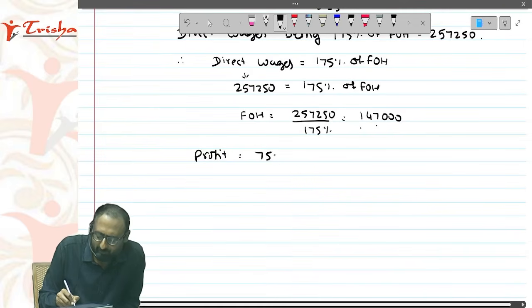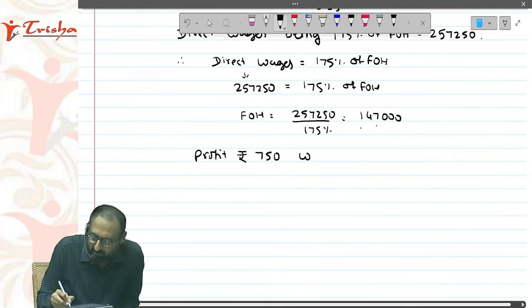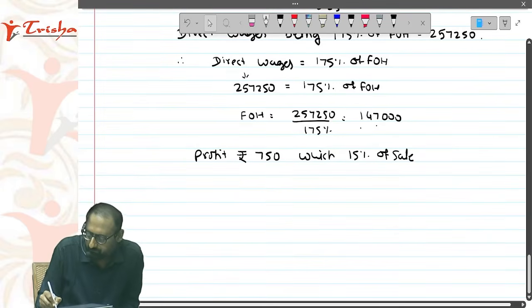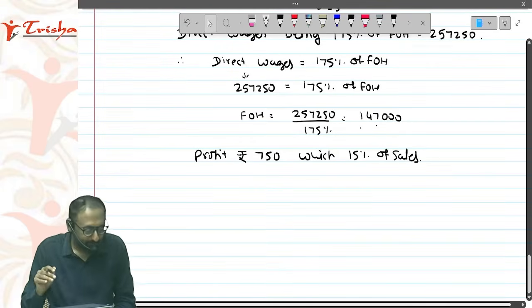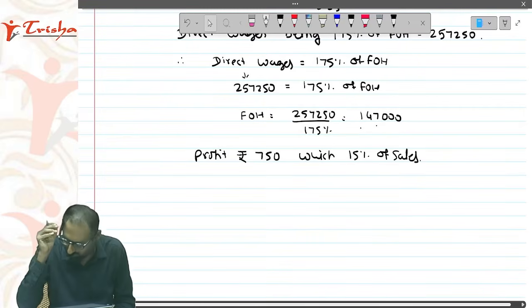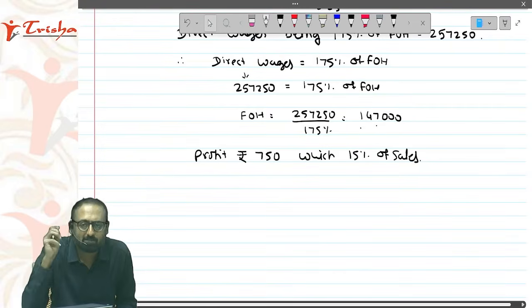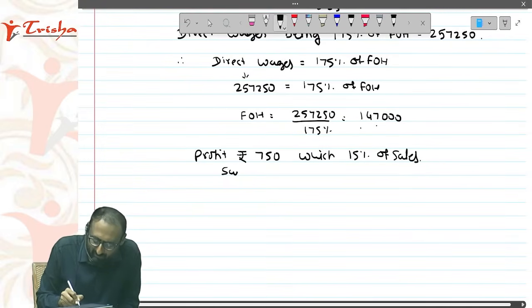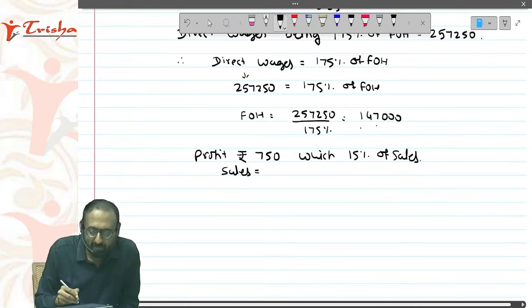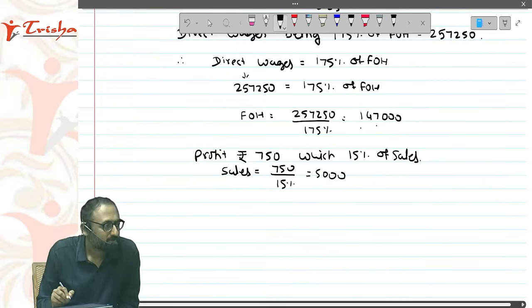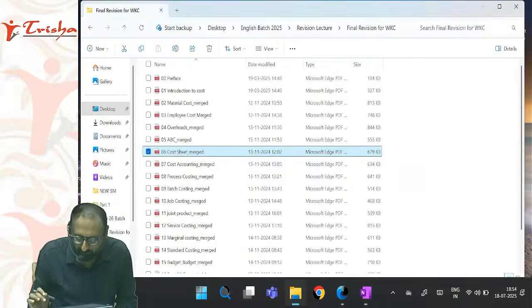Profit is rupees 750, which is 15% of sales. Kindly tell me what will be your sales value. Is it 5,000? 750 divided by 15%. Is it 5,000? Correct? So remember these adjustments, which are very important.